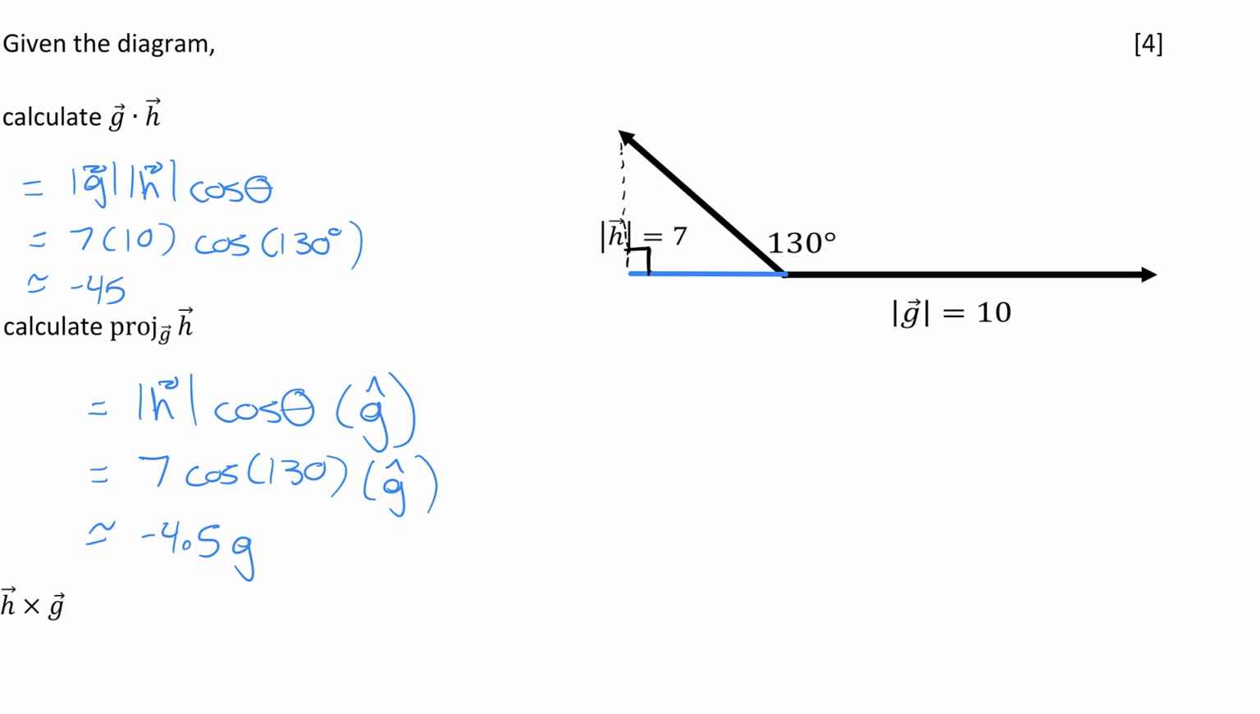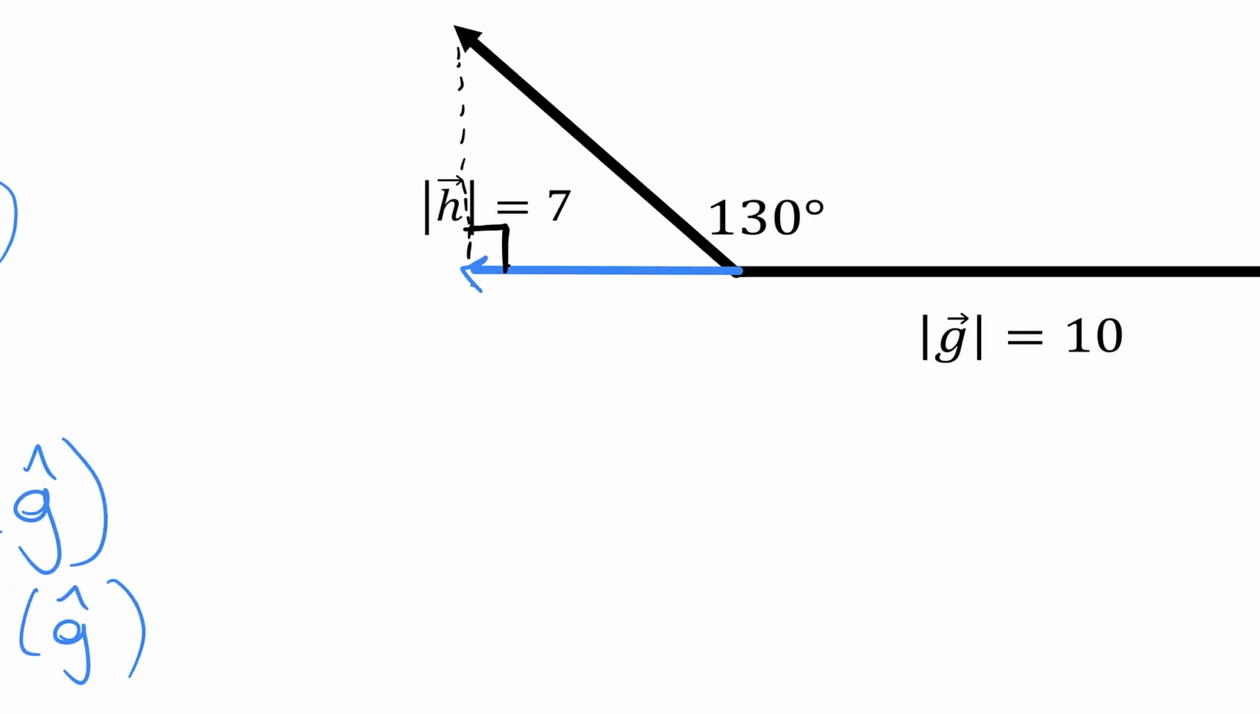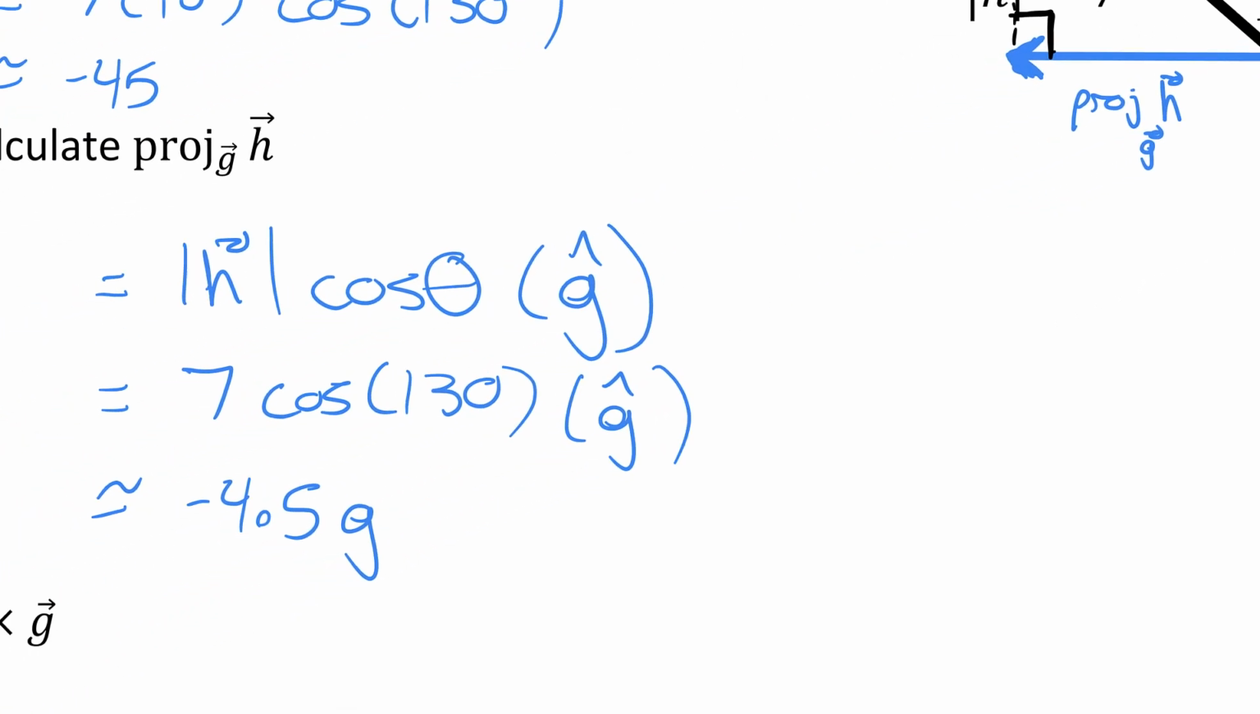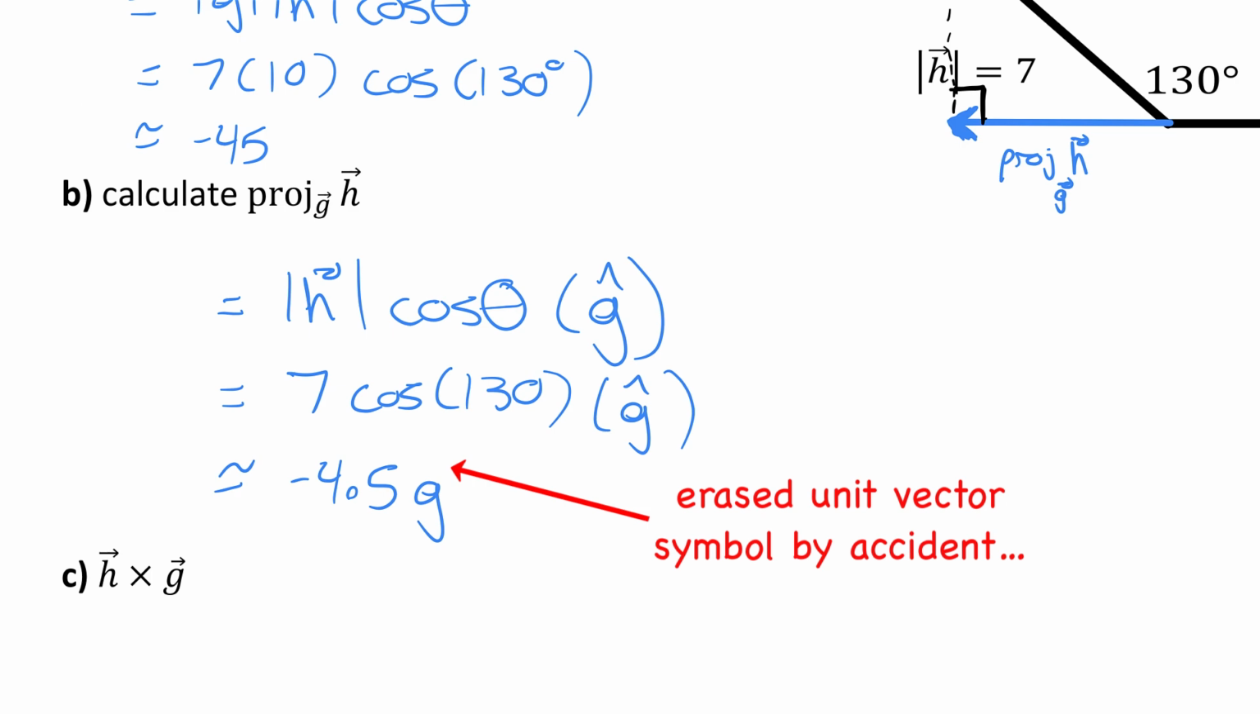And on that projection vector, I should make sure I clearly indicate that it is going in this direction, and let me label it as this is the projection of vector h onto vector g. And that vector, I guess, has a length of 4.5 based on what I found in part B.